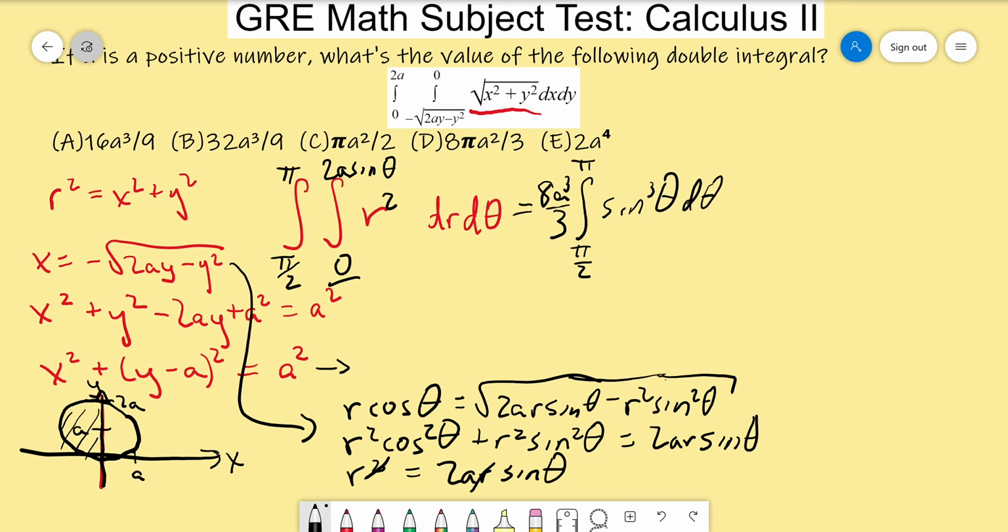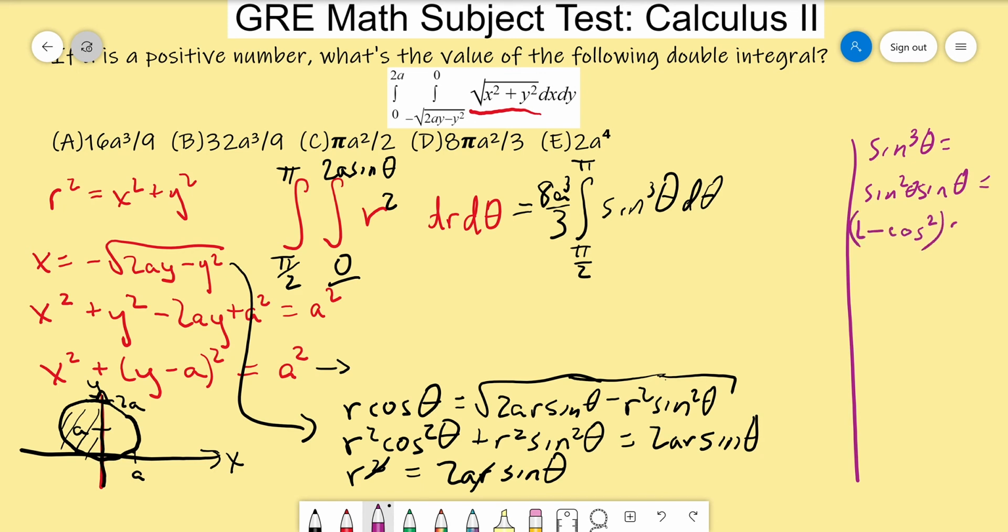Now what's the integral of sine cubed? Well, we can write sine cubed as, let's do some scratch work on the side here. Sine cubed is equal to sine squared times sine, which is equal to 1 minus cosine squared times sine, which is good because then we can do a substitution. If we say u equals cosine theta, then du equals negative sine theta d theta.